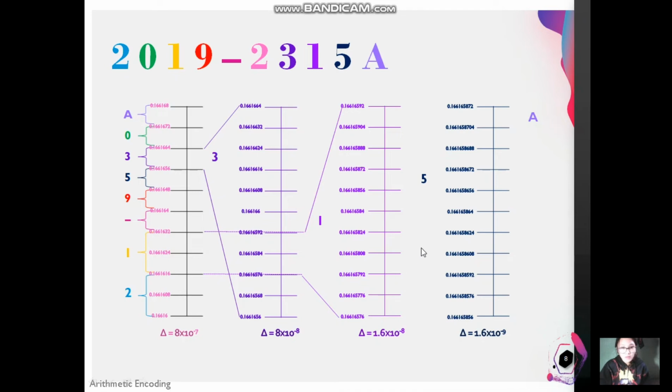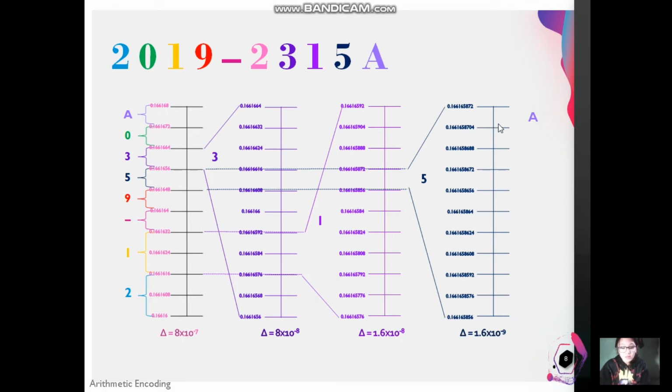Next is 5. So rescaling 5 will give us an upper value of 0.166165872 and a lower value of 0.166165856. So taking the difference between the two and dividing it by 10 will give us 1.6 times 10 raised to negative 9. So expanding this range and having the correct calculations will give us this value every level.